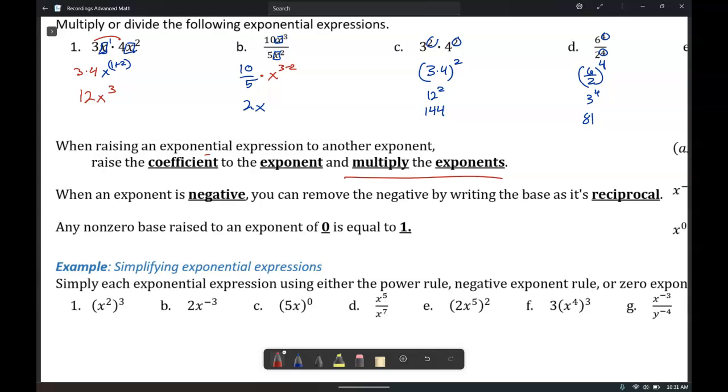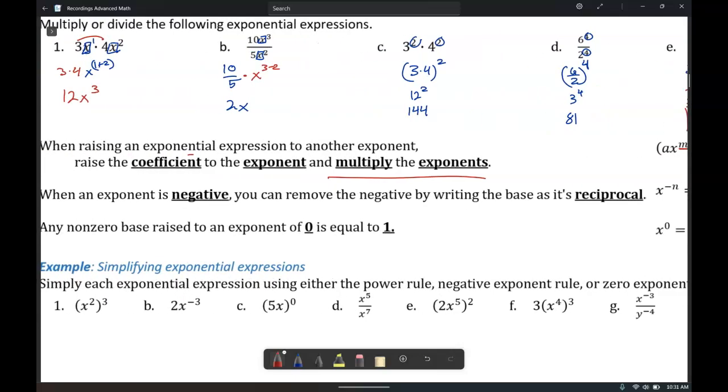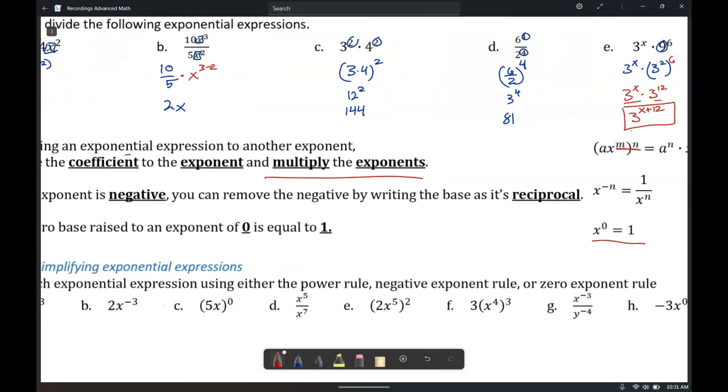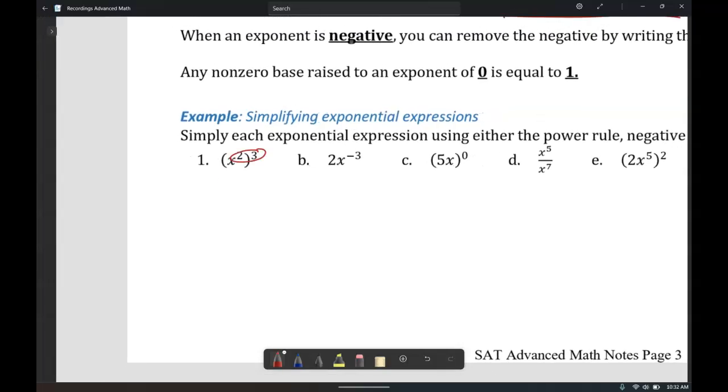When the exponent is negative, we can remove the negative by writing the base as its reciprocal. And whenever we raise a non-zero base to 0, it always equals 1. So we can go ahead and solve a few more. The power rule states that we multiply the exponents. So 2 times 3 gives me x to the 6th. 2 doesn't have the exponent, it's a coefficient, so x we want to write as its reciprocal, 1 over x, and that will turn the exponent positive, and then we can simplify the fraction.